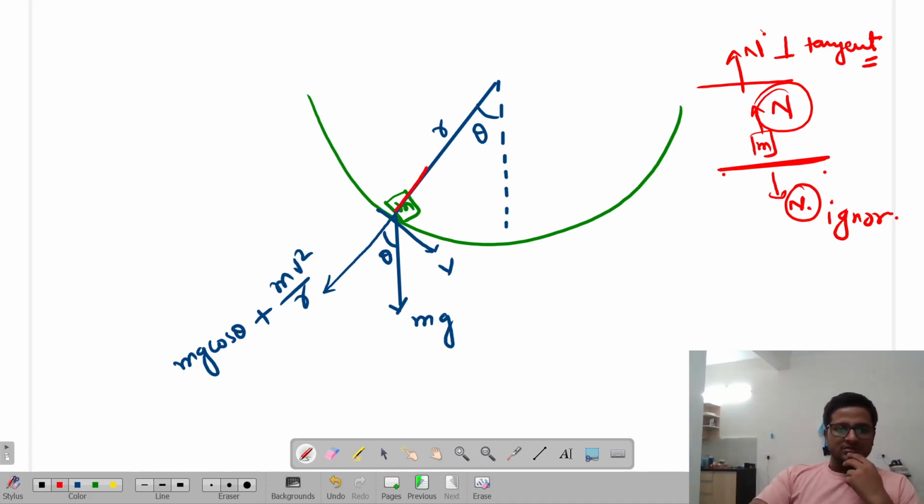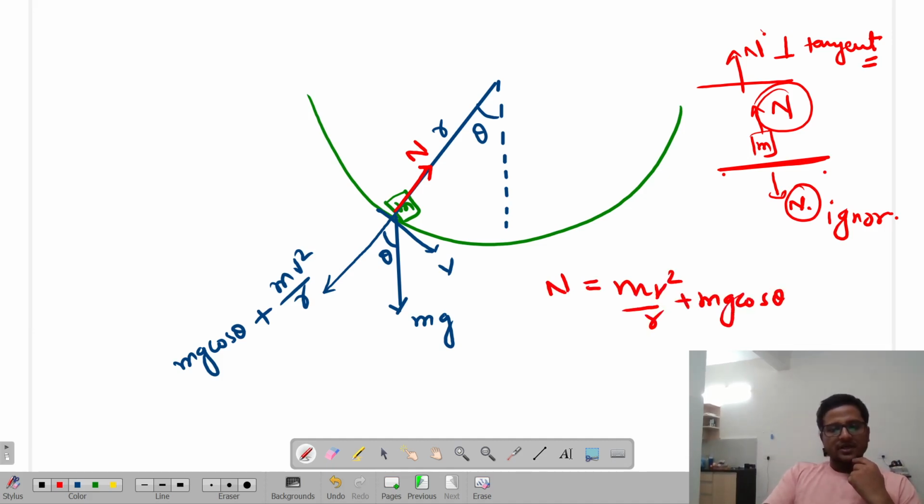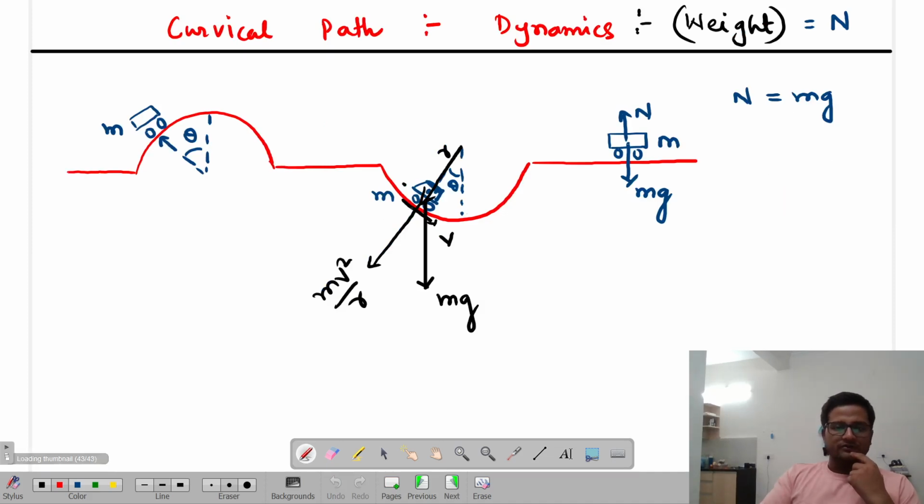Okay. So this is my normal over here. Are you able to get me or not? So basically over here, if I see what is my normal, normal is nothing but mv square by r plus how much? mg cos theta. Are you able to get me? So on a curvical surface, this is my direction of normal.